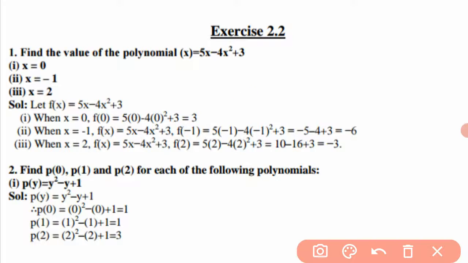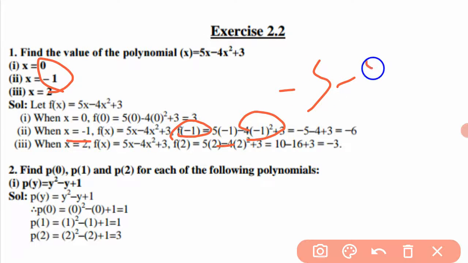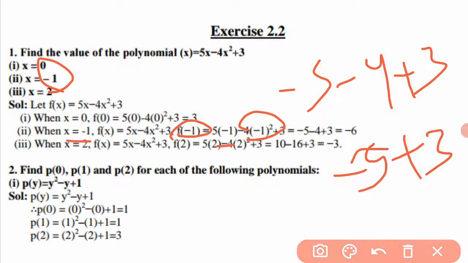Now in the second case we have to put the value of x equals minus 1. So when x equals minus 1, f(x) equals 5x minus 4x square plus 3. So f(minus 1) means we are putting the value of x as minus 1. So 5 into minus 1 minus 4 into minus 1 square equals minus 5 minus 4 plus 3. So it will be minus 9 plus 3, which equals minus 6. So minus 6 will be the answer.